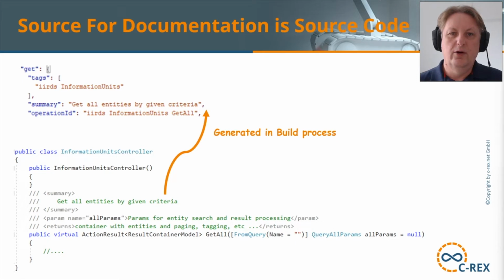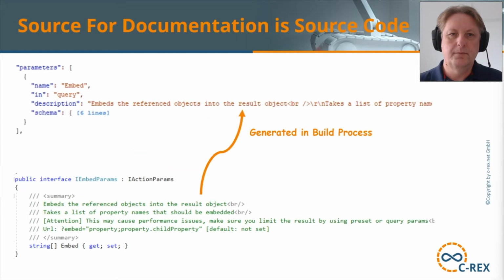Descriptions of endpoints are delivered automatically to the outside within our daily build process. Here we see how this looks. Written in C#, our main programming language, for the endpoint iiRDS information units. And here we see how this looks for a single parameter. It's the embed parameter within the iiRDS information unit endpoint. We refer to this parameter in our further example.